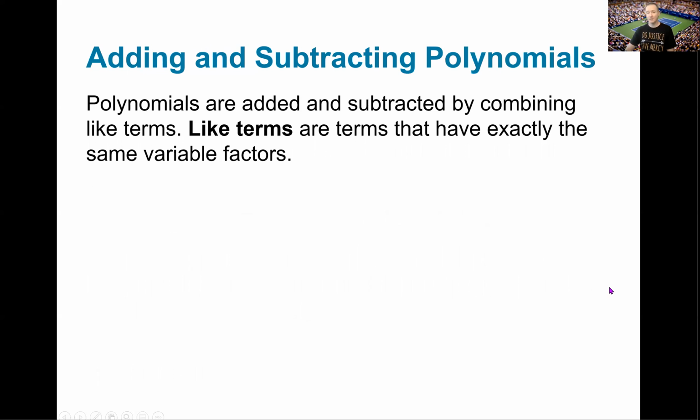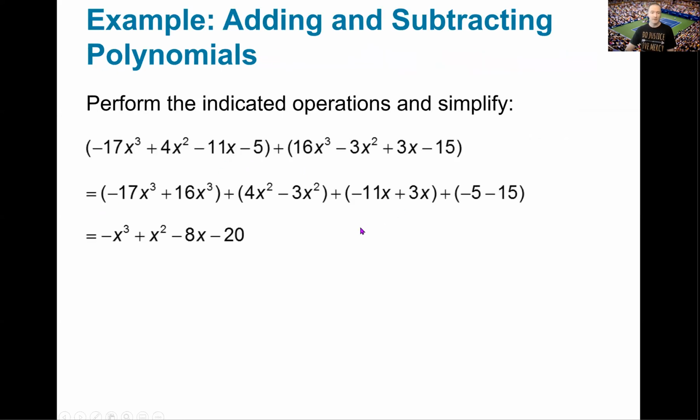Now, adding and subtracting polynomials. This is the easy thing. But what you have to remember, anytime you're adding and subtracting, you can only add like terms. Like terms are defined to be terms that have the exact same variable factors to the same power. Now, notice in this case, if I ask you to add these two polynomials, I have negative 17x cubed plus 4x squared minus 11x minus 5, and I'm adding that to 16x cubed minus 3x squared plus 3x minus 15.